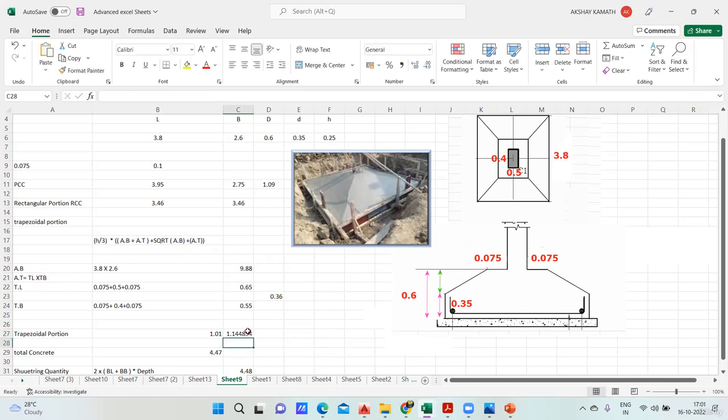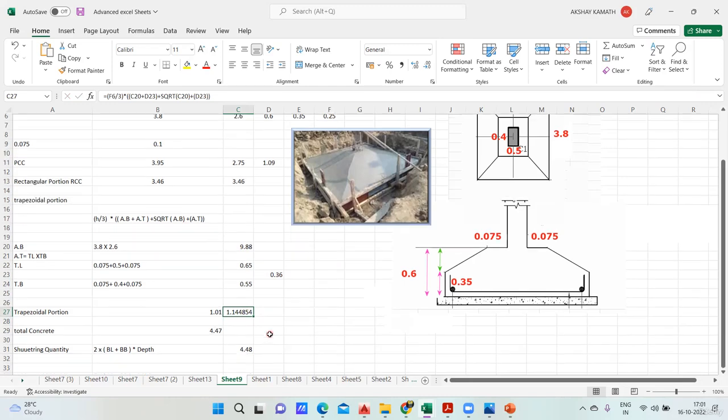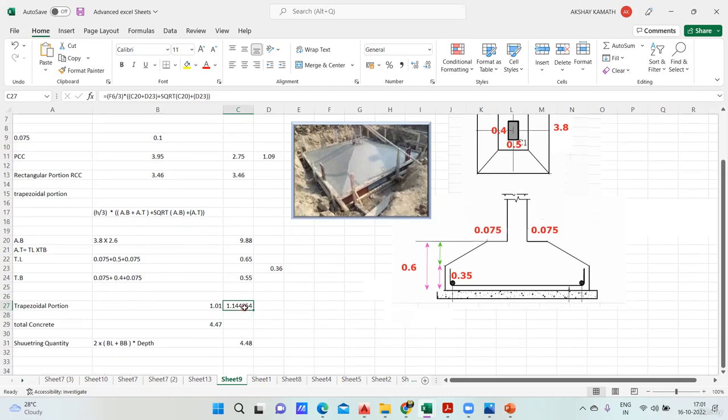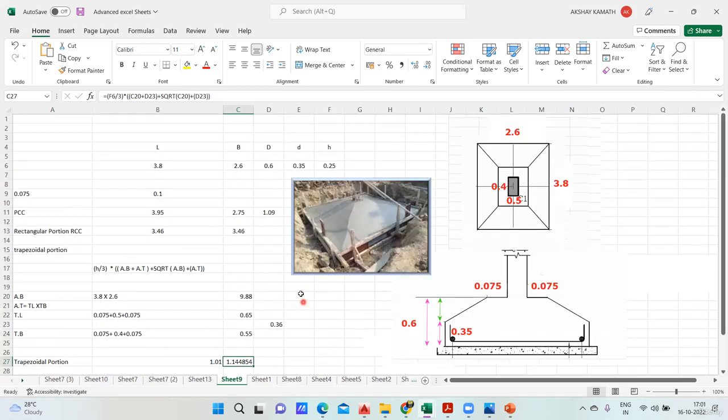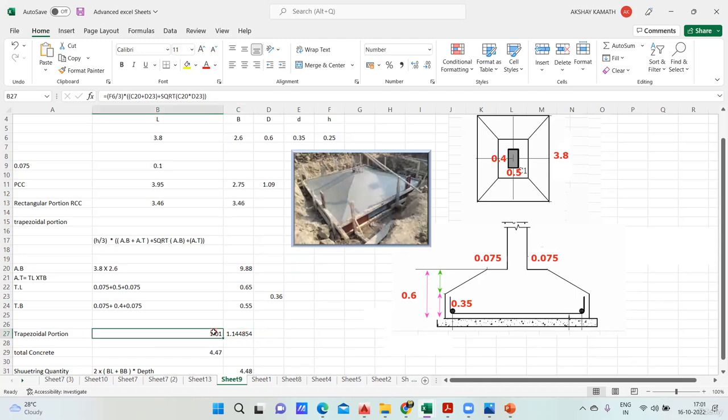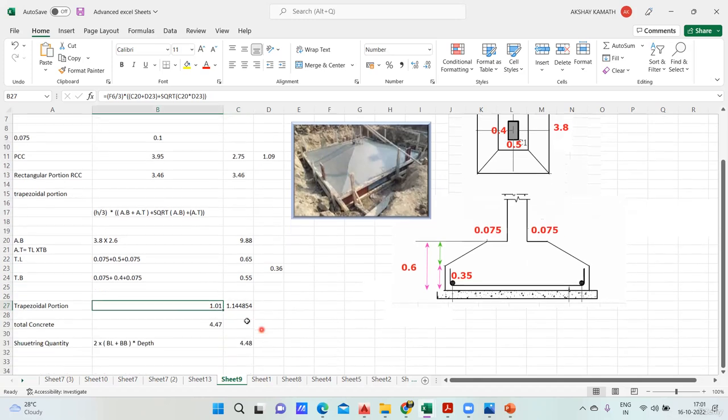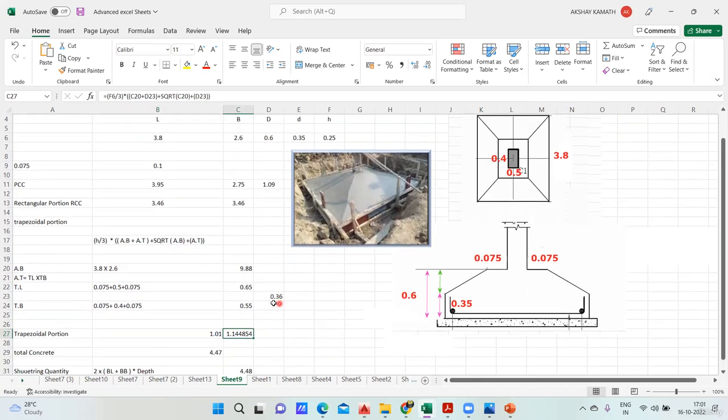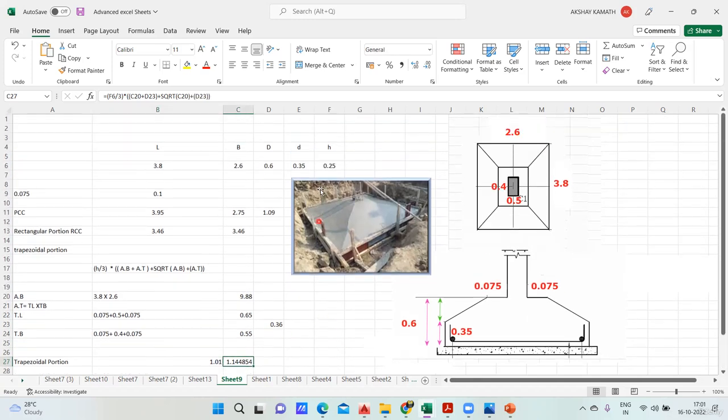So I'm getting 1.14 this time. No, I should get 1.01. Not 1.14. If I do it manually also, I'm getting 1.01. So maybe somewhere we have made a mistake. We'll rectify that, no problem. I'll do it manually once. Let me check it out.